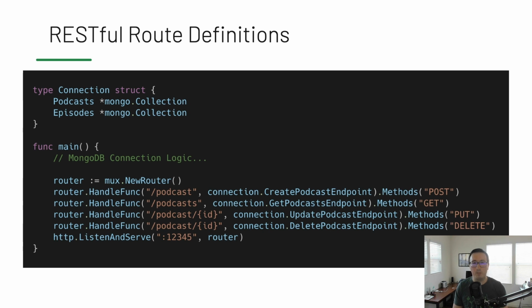We also define the methods for that function. So whether that be post, which is common for create, get for retrieve, put for update, and delete for delete. So common when it comes to CRUD. As you can see here in this example, we're only working with podcasts. We're not worrying about episodes. Once we have those paths in place, we can hook up our router to a specific port and start serving it.